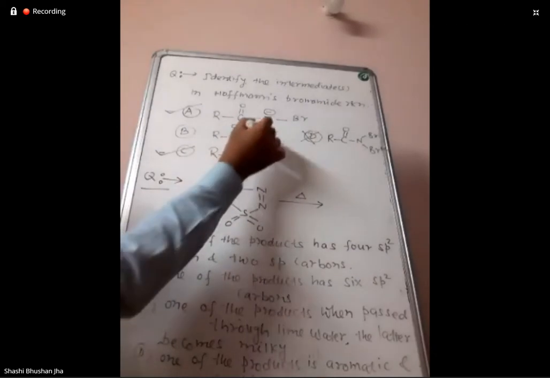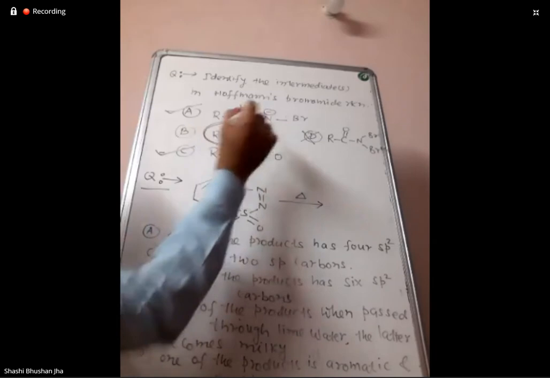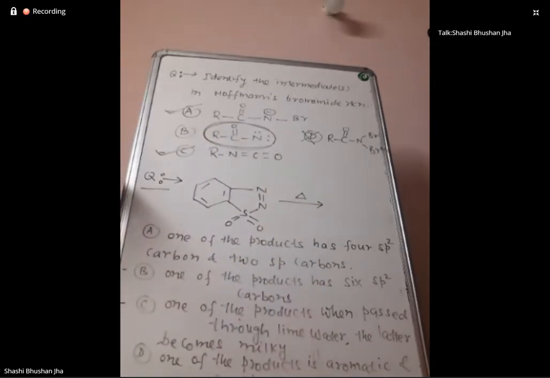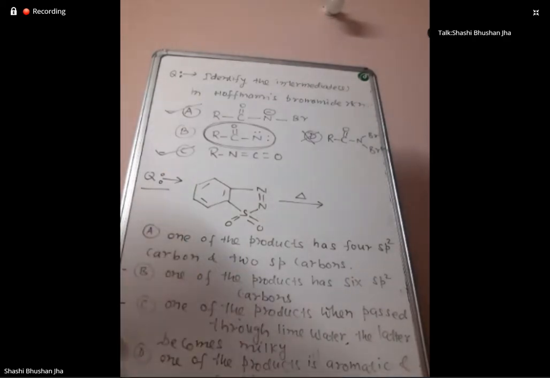Now, the doubt is about this nitrene, acyl nitrene. Is it formed in Hofmann's bromamide reaction or not? Not formed. Do you remember the reaction where this kind of nitrene intermediate is formed? Curtius rearrangement. In Curtius rearrangement it is formed. In Hofmann's bromamide reaction, nitrene is not formed. So the answer is correct, AC.